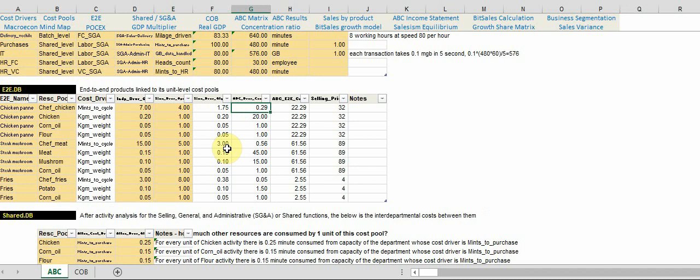The chicken paneer dish requires 200 grams weight of chicken and 50 grams of corn oil and 50 grams of flour. The final cost after activity-based costing calculation that will be coming later in this video is 22.29 Egyptian pounds. After we put our markup, our profit margin, we will sell our chicken paneer dish for 32 Egyptian pounds. This is our selling price. The same concepts are applied for the other 2 products in our end-to-end database.